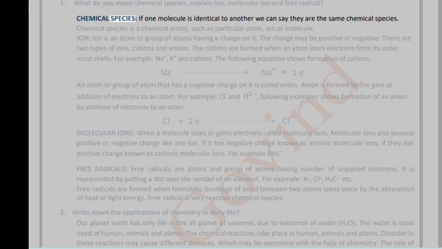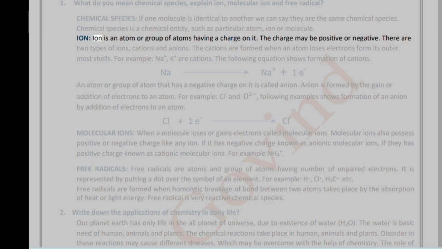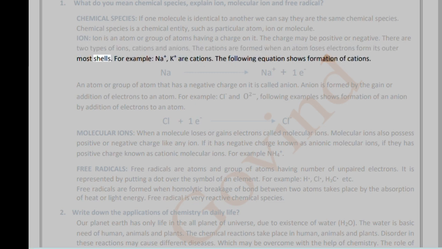Chemical species. If one molecule is identical to another, we can say they are the same chemical species. Chemical species is a chemical entity, such as a particular atom, ion, or molecule. Ion is an atom or group of atoms having a charge on it. The charge may be positive or negative. There are two types of ions, cations and anions. The cations are formed when an atom loses electrons from its outermost shell. For example, Na+, K+ are cations. The following equation shows formation of cations.